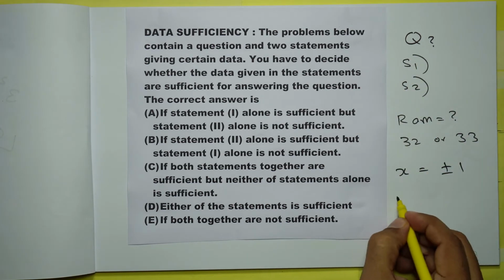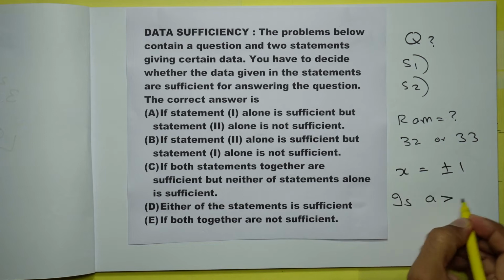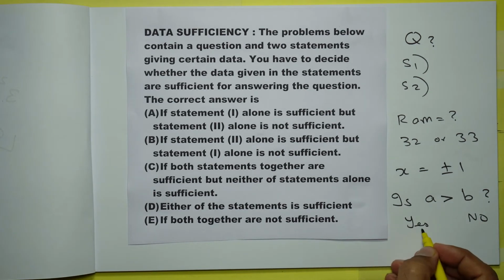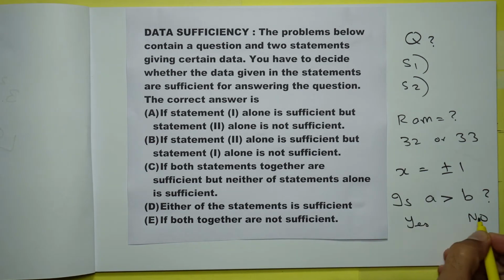For example, the question is, is A greater than B? This is a question. Now you cannot say maybe yes, maybe no. You have to get one exact answer. Yes is a valid answer, no is a valid answer. But you cannot say maybe yes, maybe no, or it depends upon some other variable. So you have to get one exact answer, and to get that one clear-cut answer, how much data is necessary?